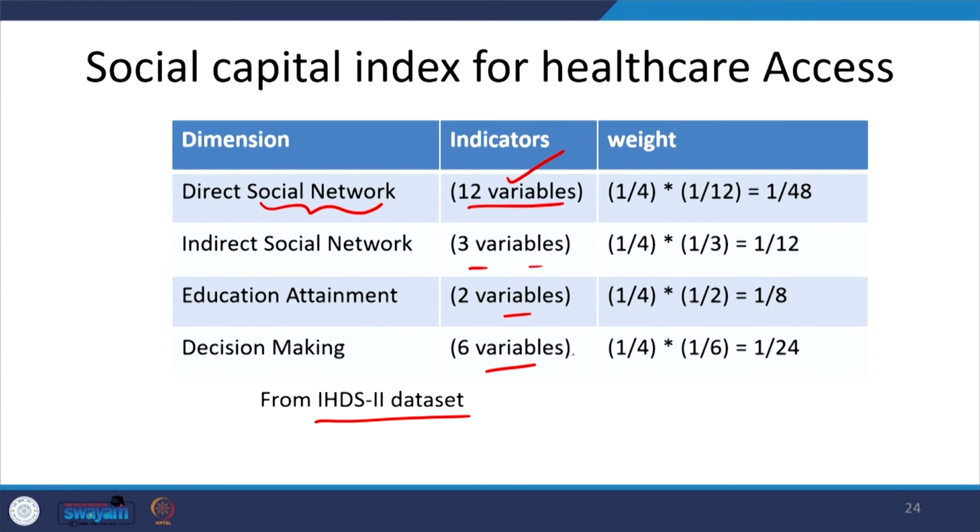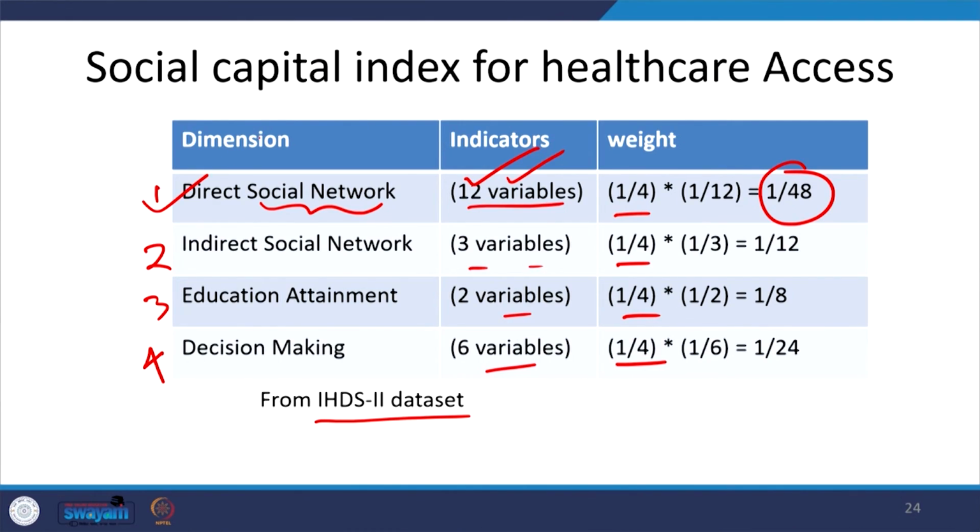We know that we should give equal weightage. Since in total we have 4 indicators, 1/4 is our weight. Then 1/4 times 1/12, since 12 indicators are there, so the weight of each indicator under direct social network is 1/48. Similarly, in the second case each is 1/12th, then 1/8th and 1/24th. It seems as if there are differential weights for each of the indicators, but there is equal weight by the broad indicators.